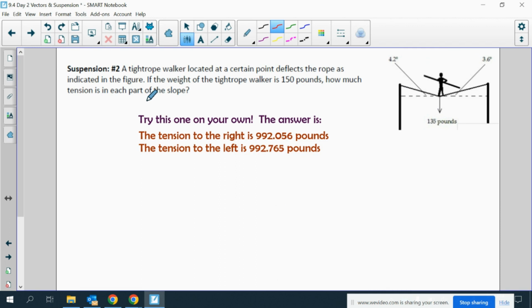I recommend you do number 2 on your own, and the answers are these two numbers. They're actually pretty similar to each other, but this problem is very much like the first suspension problem. So I recommend that you do this on your own and see if you get these answers.